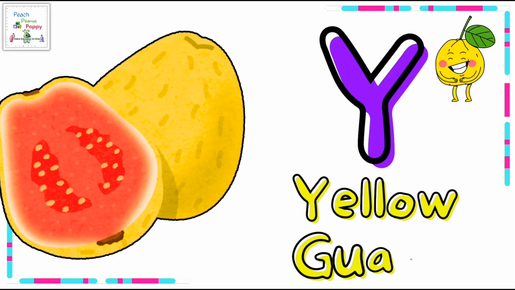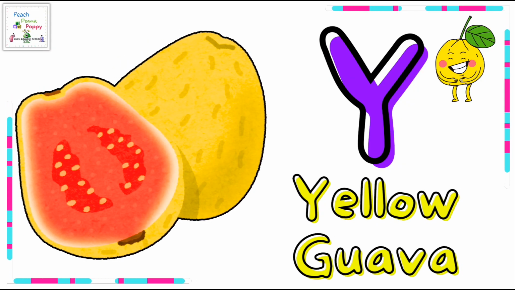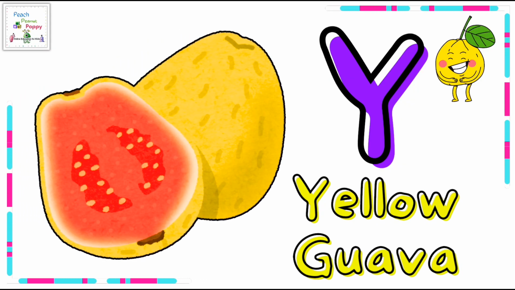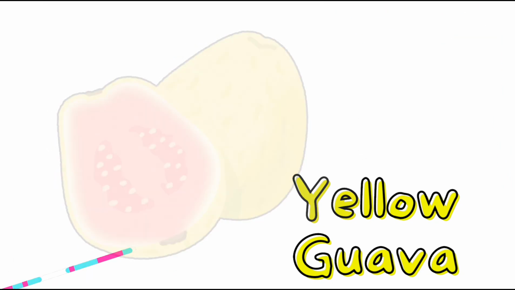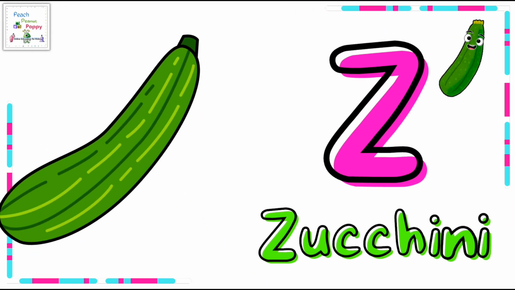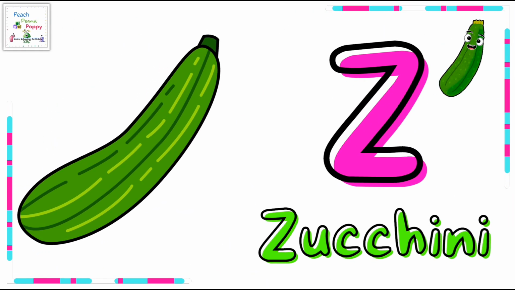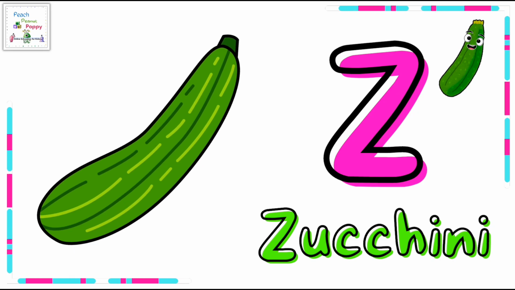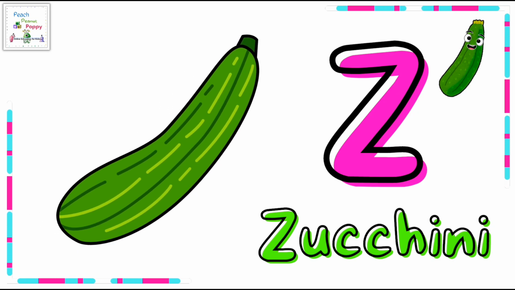Y. Y for yellow guava. Y-E-L-L-O-W-G-U-A-V-A. Yellow guava. And the last one on our list for the day is alphabet Z. Z for zucchini. Z-U-C-C-H-I-N-I. Zucchini.